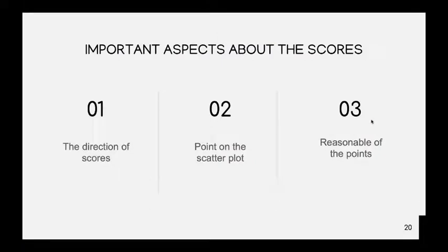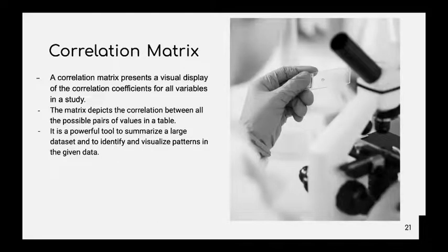Next, number three is the degree of closeness of the points. The points would be reasonably close to a straight line if we were to draw a line through all of them. So these three ideas, related to direction, form of the association, and the degree of relationship, are what we can learn from the scatter plots. We can use all this information when we discuss the association between scores in correlation studies, or correlation research.